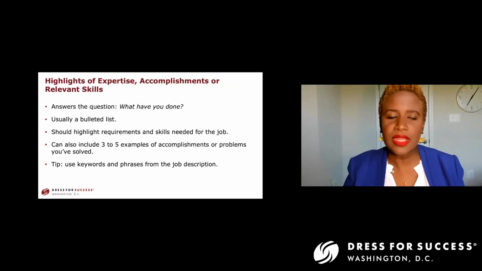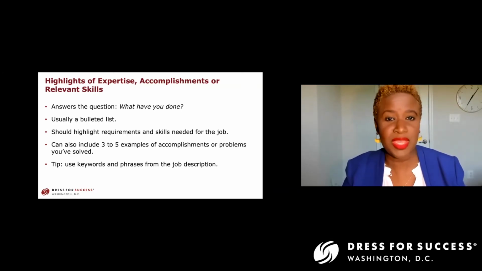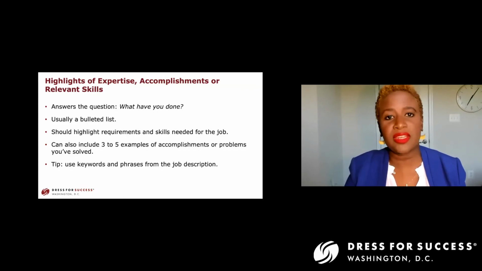And what is that? An applicant tracking system is a machine that pulls your resume based on keywords that it picks up before an actual human even gets to see your resume. So you have to make sure that that machine pulls your resume after it scans it. And the way to do that is by including keywords and phrases from the job description.